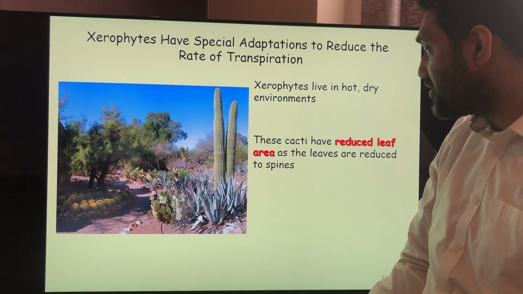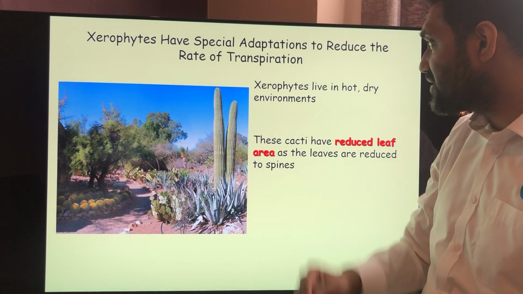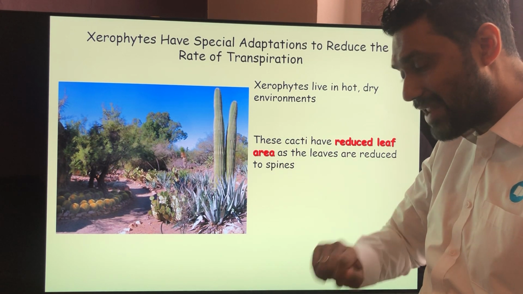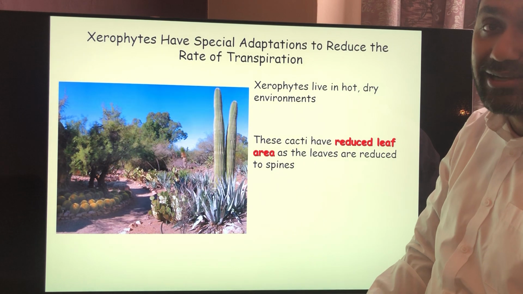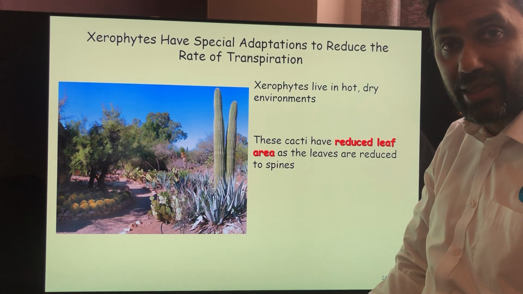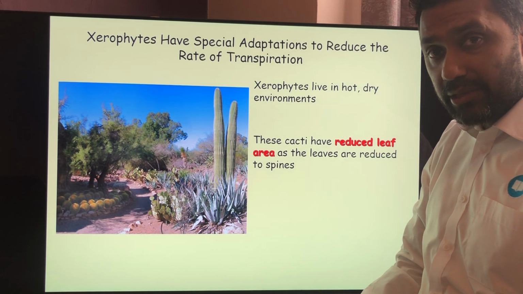They want to keep as much of that water as possible. So what kind of adaptations do they have? For instance, a cactus. You might want to quickly draw a cactus and pause the video and try to annotate as many different adaptations as you think a cactus has to reduce its water loss. So if you want to do that now, pause the video and then we'll restart.